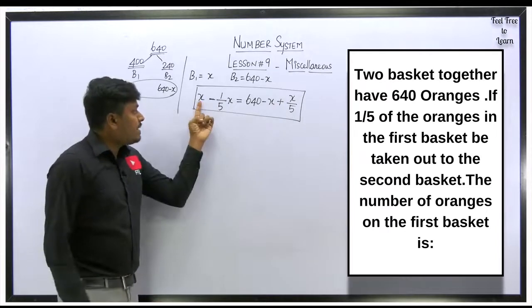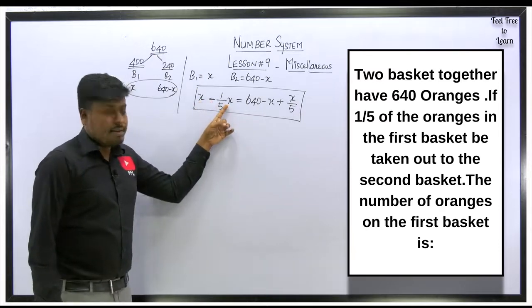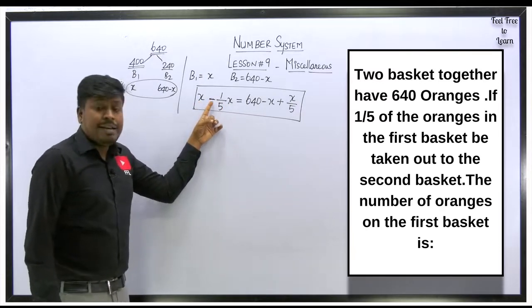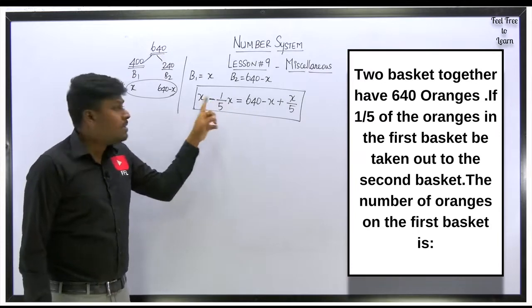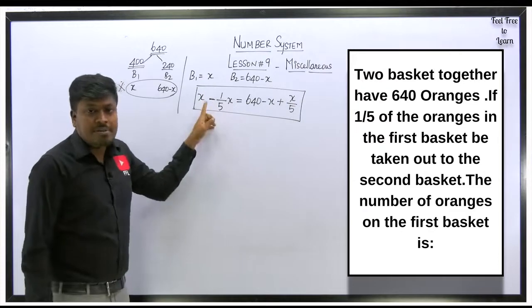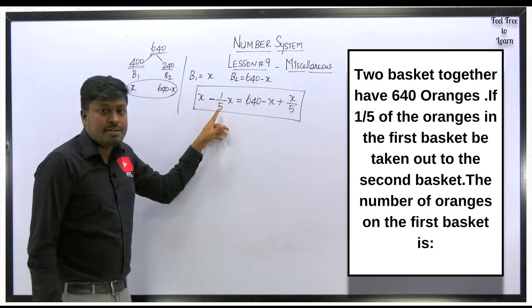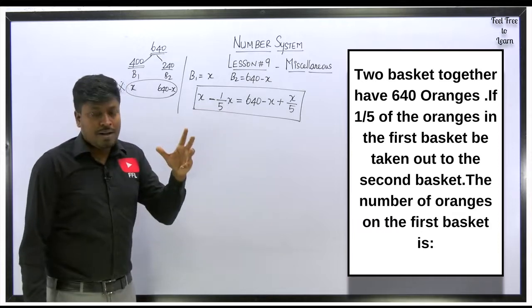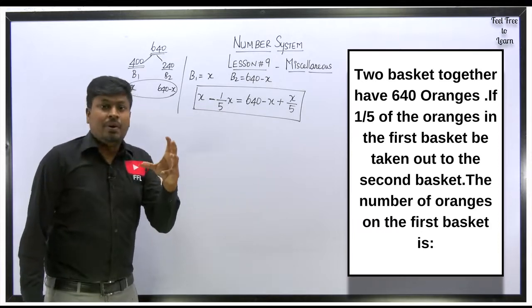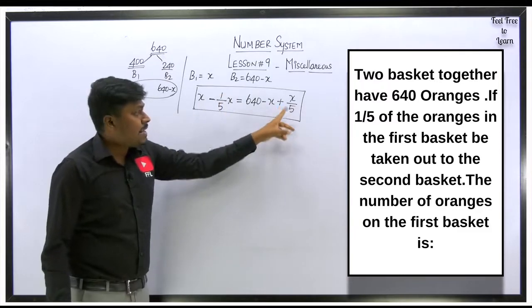So in this basket number 1, they have taken 1 by 5 part of the oranges, so only I have subtracted it. In case they are adding 1 by 5 part, then you have to add here. Because they are taking some oranges from this bag number 1, we are subtracting. That is x by 5 of the oranges has been taken out from bag 1, and the same x by 5 of the oranges they are adding in bag number 2. So that's the reason I have added x by 5.